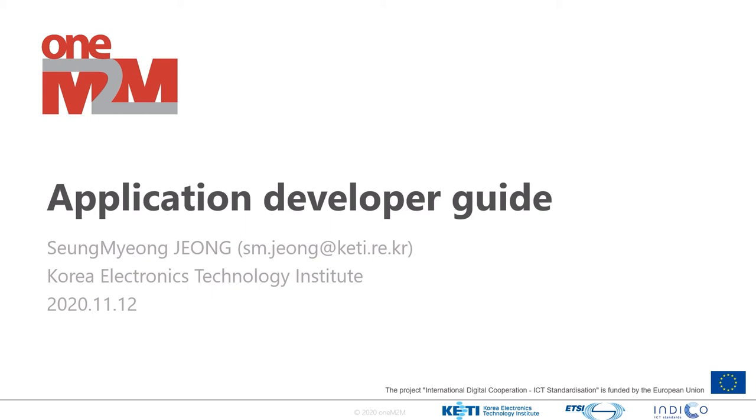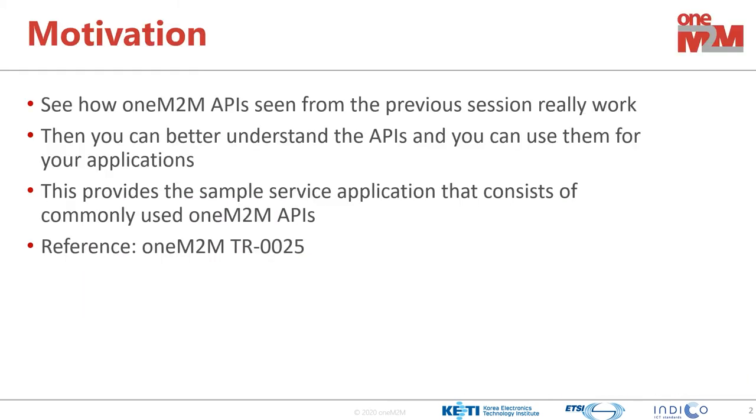In this session, we will implement a really small, simple application using the APIs that we learned so far. The title of the session is the Application Developer Guide. So the motivation: we've been learning the different oneM2M APIs, and to have a better understanding of the APIs, we should implement a simple service. Then we can expect more usages by ourselves.